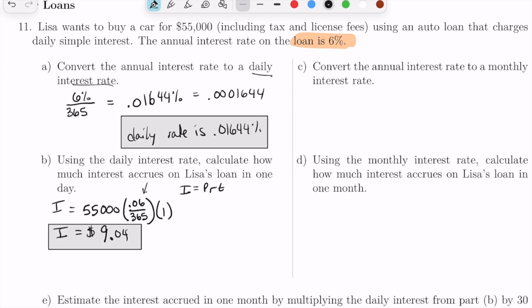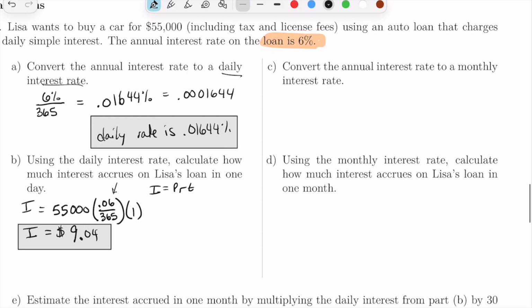Let's keep exploring this problem. The next thing that I see says convert the annual interest rate to a monthly interest rate. Well, this is relatively easy. What we have is 6% per year, and if we divide this by 12, we now get 0.5% per month. That's our monthly rate.